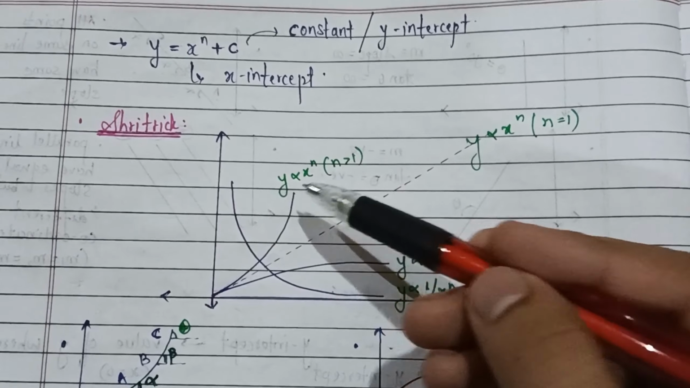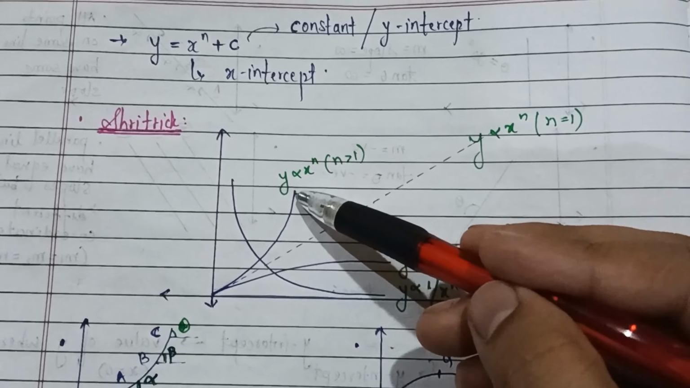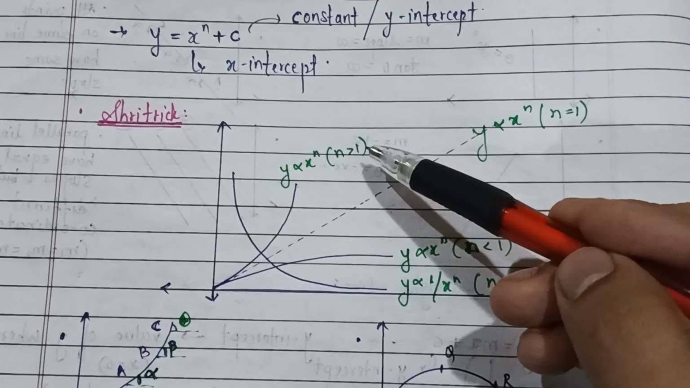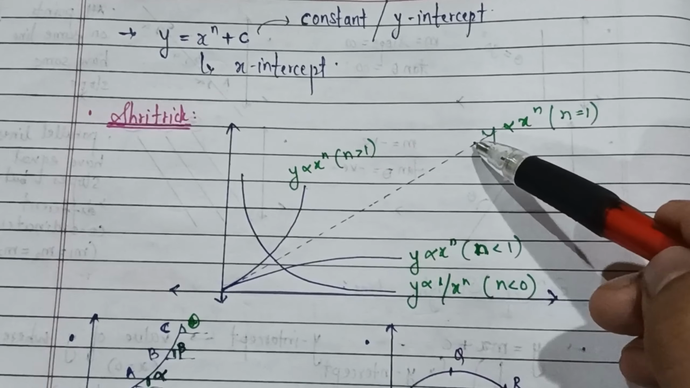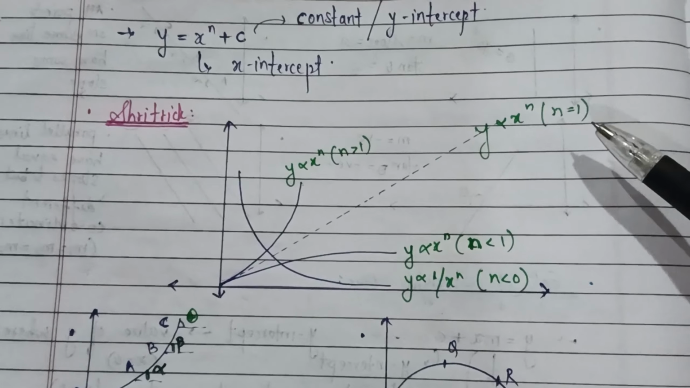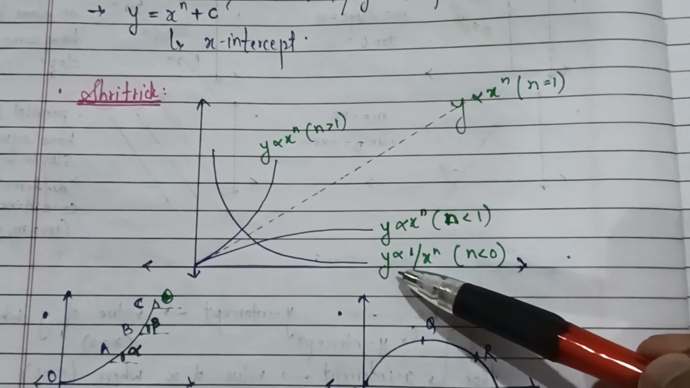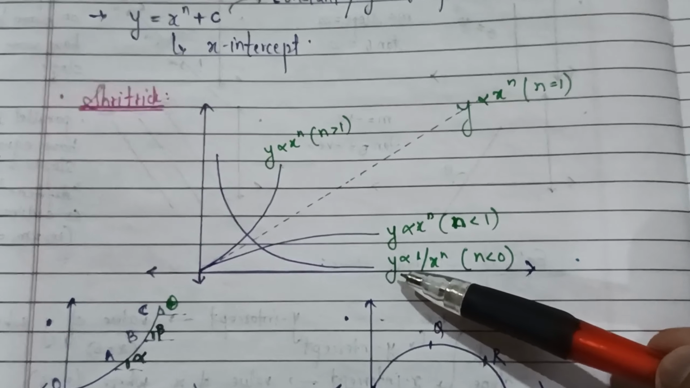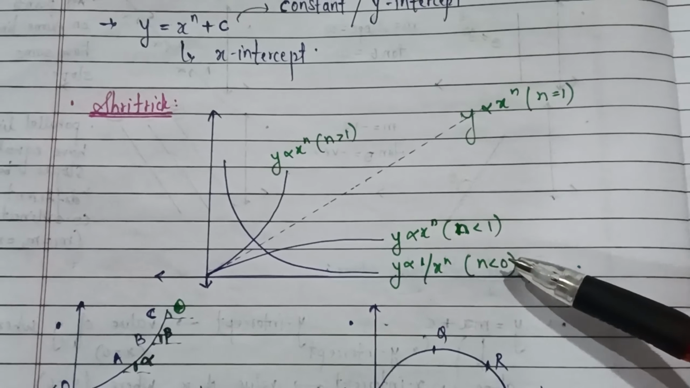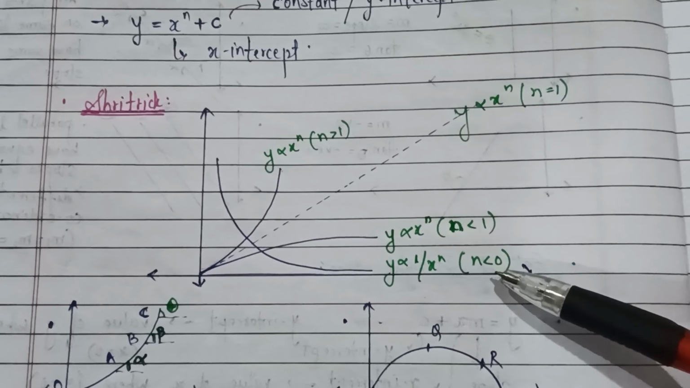For a parabolic graph, y is directly proportional to x power n. This graph is possible when n is greater than 1. This is a straight line graph where y is directly proportional to x power n, where n equals 1. This is a rectangular hyperbolic graph which follows the inverse function, where y is inversely proportional to x power n, and n must be less than 0.